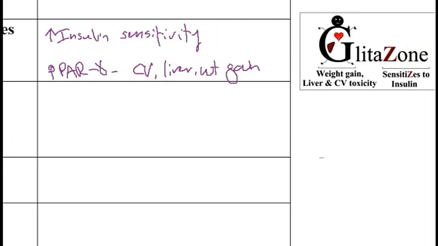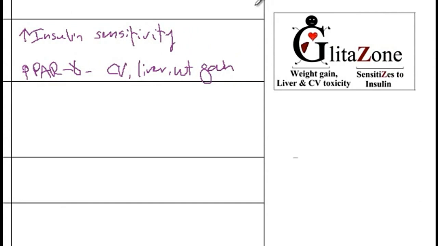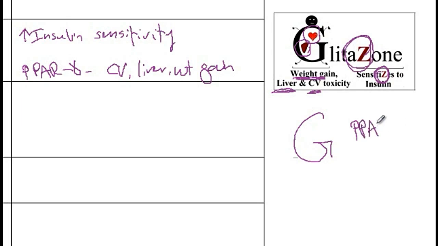So here I have provided you with a memory aid, so you can see that for glitazones, here we have a G, so the patient is already fat, so weight gain is among the side effects of glitazones. And then you can see there's a heart and liver there, so it will cause heart as well as liver toxicity. And then glitazones sensitize to insulin. So insulin sensitization is the mechanism of function of glitazones, and it acts by working on the PPAR gamma receptor.